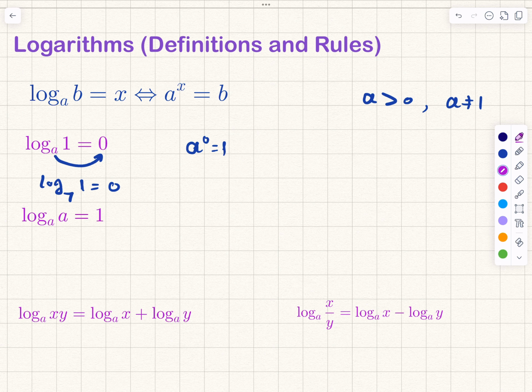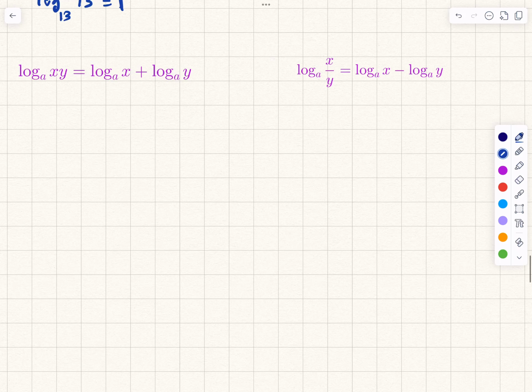So for example here, log base 1 of 3 will be immediately 1. Now we have two important rules. Log base a of x times y will be log of the first one plus log of the second one, log y. So we will turn the multiplication into addition of logs.